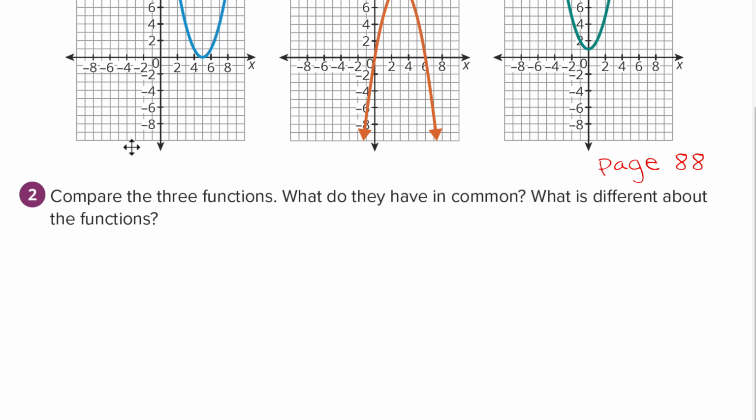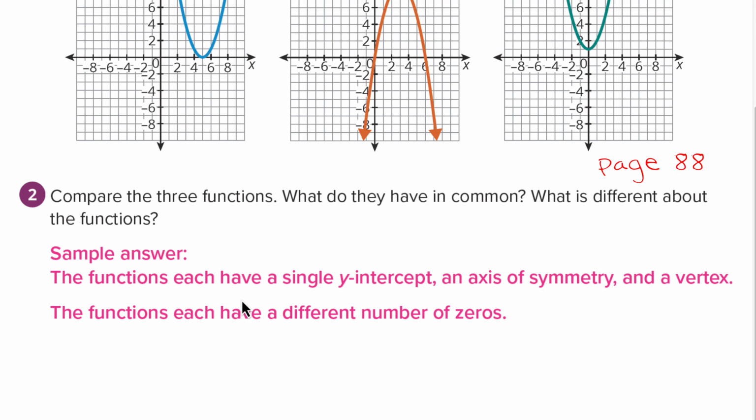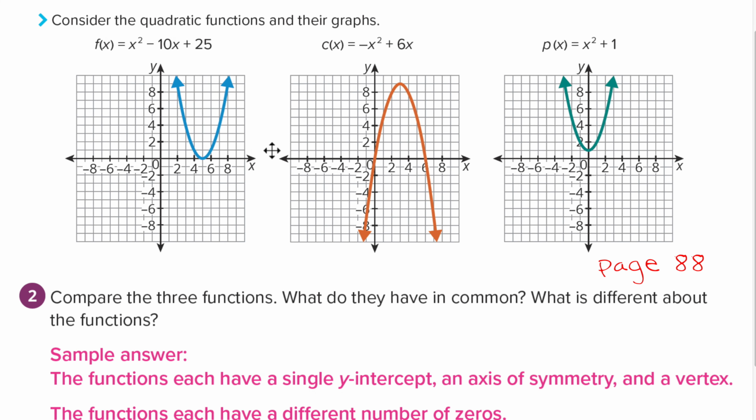Compare these 3 functions. What do they have in common and what is different about them? Again, pause the video if you need some help writing this down. But in common, they each have a y-intercept and an axis of symmetry and a vertex, but they have a different number of zeros. We have 1 zero, 2 zeros, and 0 zeros.